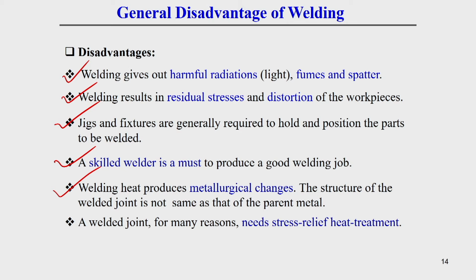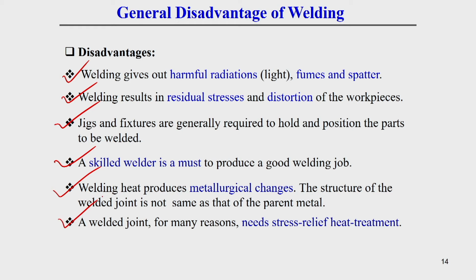Welding heat produces metallurgical changes. That means once we do the welding, there will be a metallurgical change in the structure, which generally breaks the continuity of the structure between the base material and the welding region. Due to this, different types of changes as well as defects come. The structure of the welding joint is not the same as that of the parent material, which is a defect or a disadvantage of the welding process.